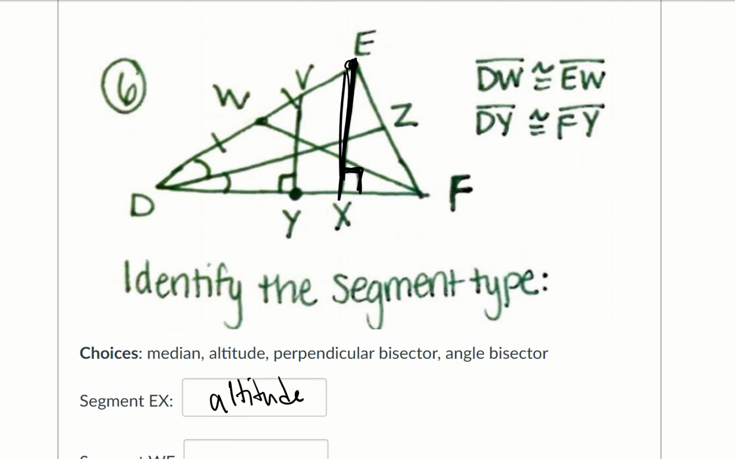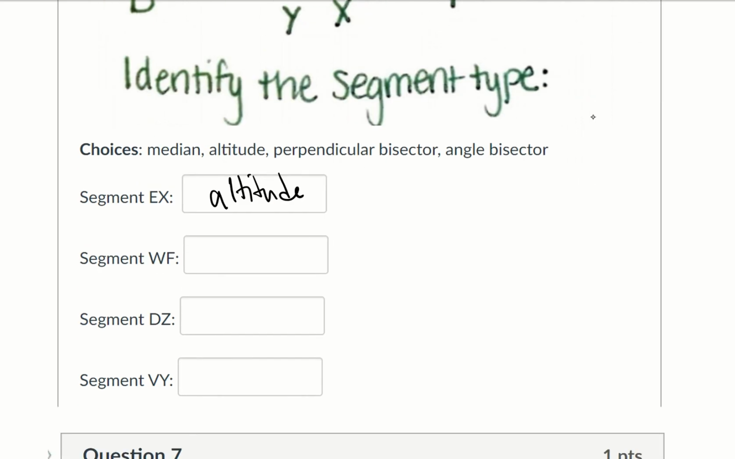All right, segment WF. That's this one right here. So WF this time is going from the vertex to the midpoint. How do I know that's the midpoint? Well, because these two are equal to each other. So that's the midpoint. So it's going from F to W at the midpoint. And therefore, it is a median.